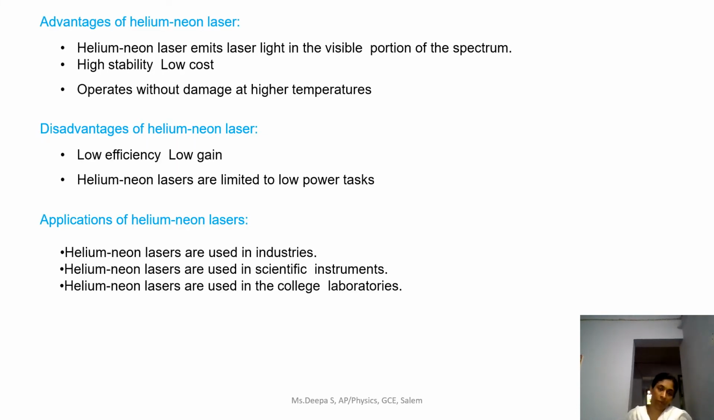For any type of laser, we have to go through the advantages, disadvantages, and applications. For the advantages, it is mainly used in laboratories and it emits very little heat. Its lifetime is longer, and it lies in the visible wavelength range. It is low cost and has high stability. Next are the disadvantages: it has low efficiency, the gain is low, and the power is also very low.